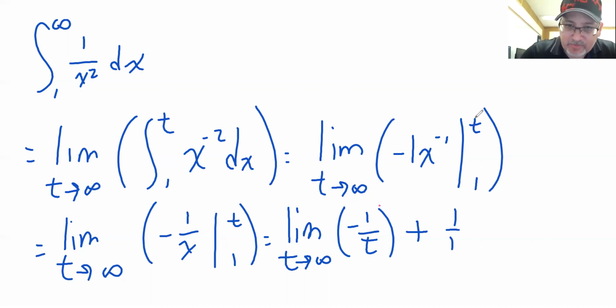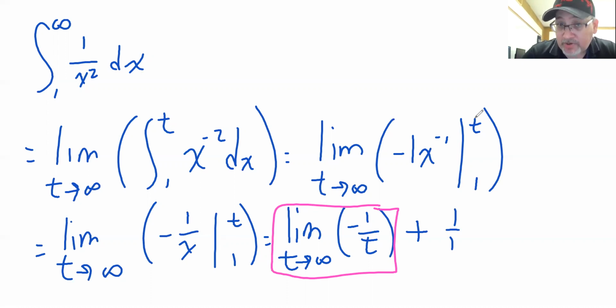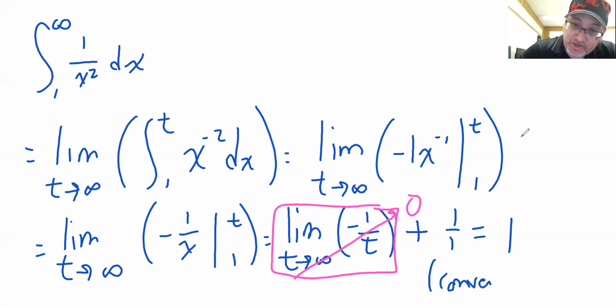Do you know what this limit equals? It could be pretty transparent. The numerator stays negative 1. The denominator blows up, which means that limit is 0. But we also have the plus 1 over 1, so that limit's equal to 1. And more importantly, the integral converges. Because the integral test says under the right conditions, the integral will converge if and only if the sum will converge. Therefore, the sum from n equals 1 to infinity of 1 over n squared converges.